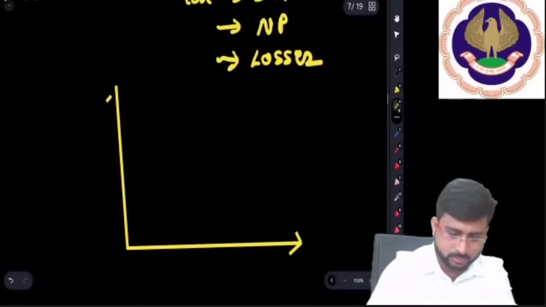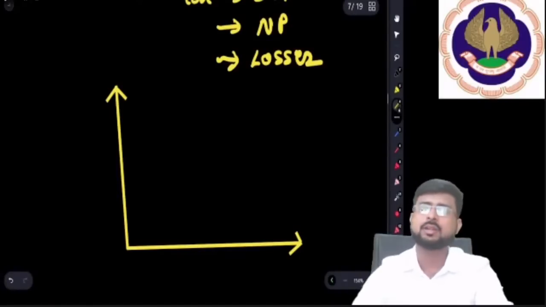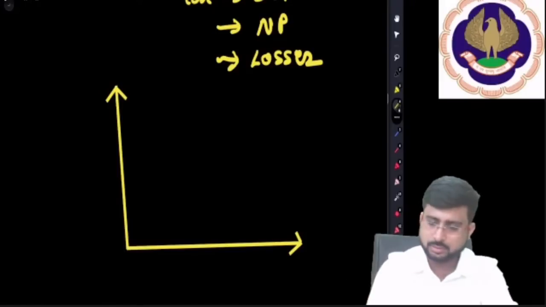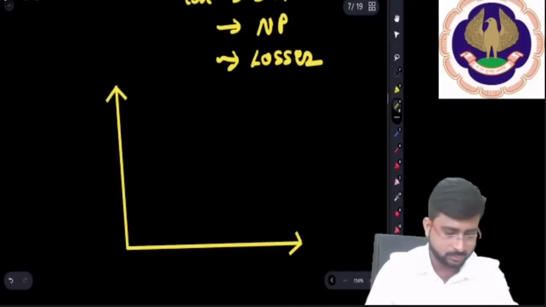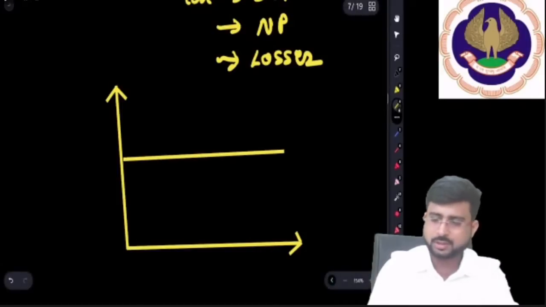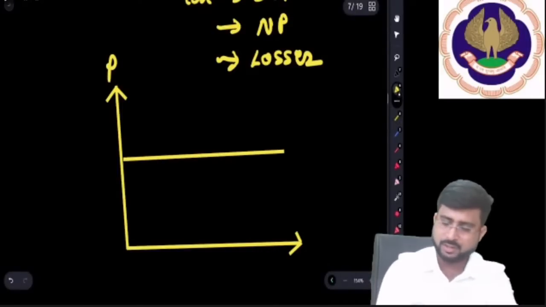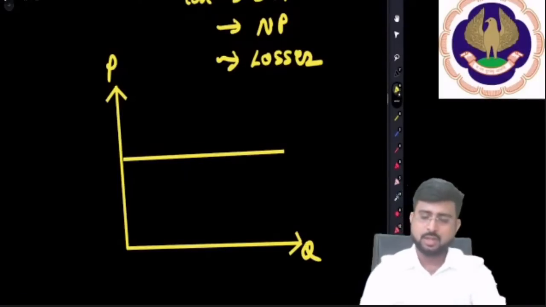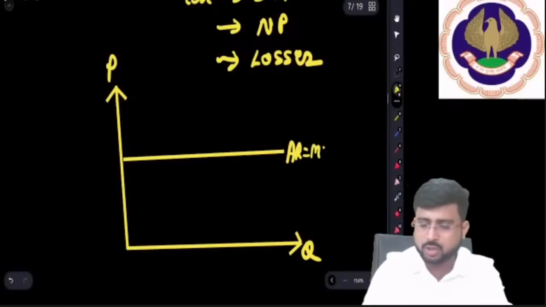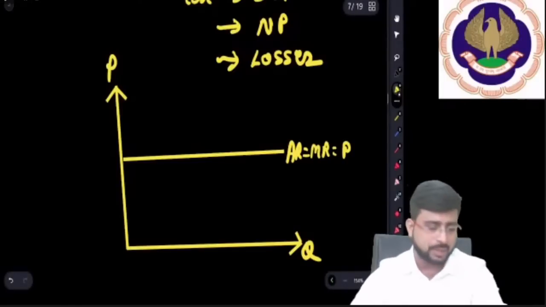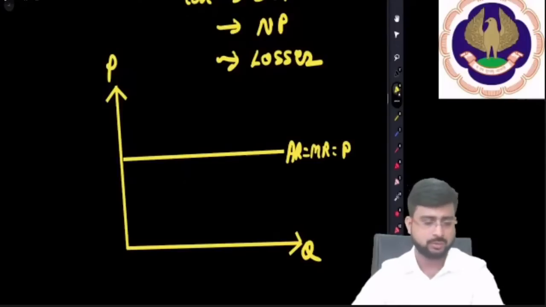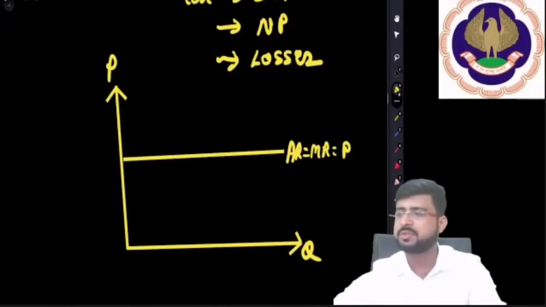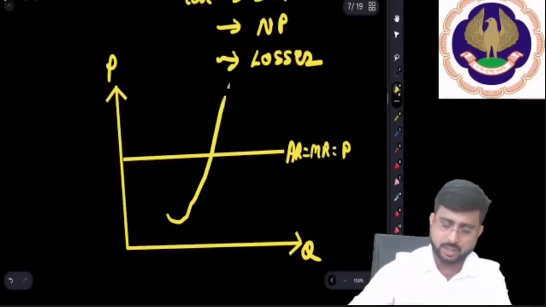See, pay attention everyone. This is the point. Here I have written price, here I have written quantity. Now pay attention guys. Average revenue equals marginal revenue equals price, correct? Now you all know that equilibrium is achieved when MC equals MR. So this is the MC curve.